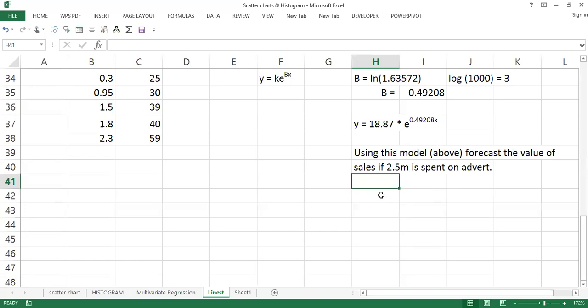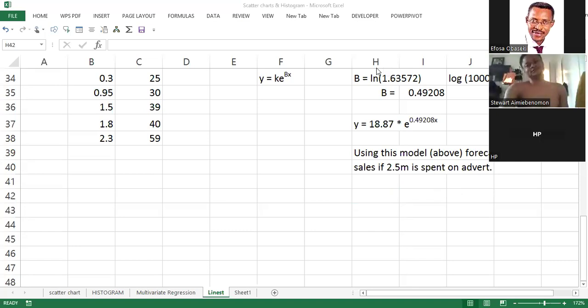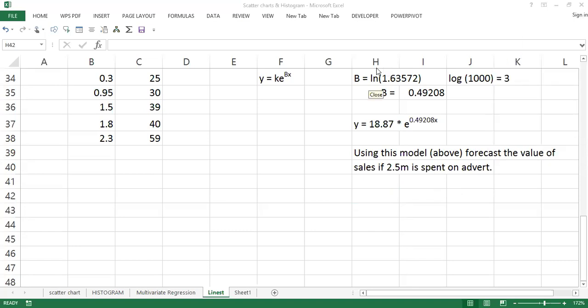So are we done? Are we done with the computation? Are we done? Not yet, sir. Okay. Convert the... Okay, so let's do it.